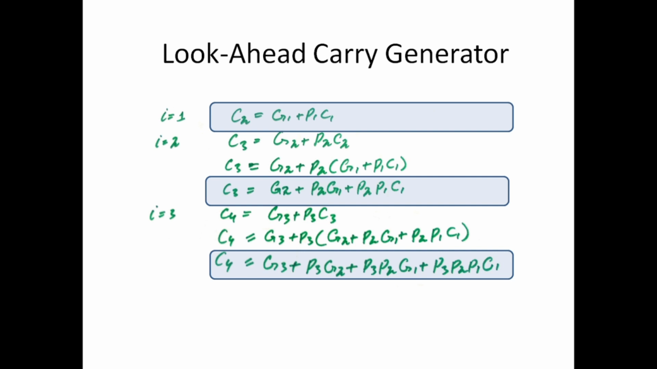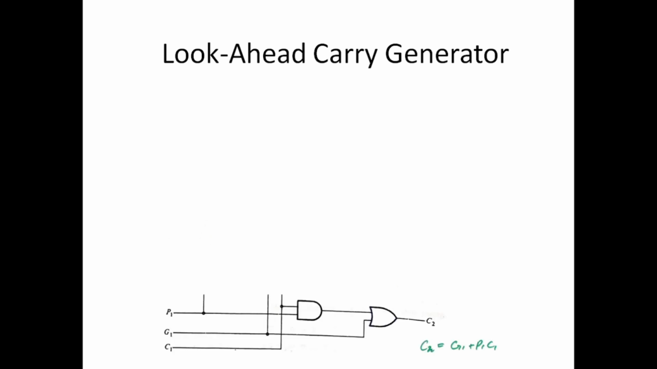Now we can implement these carries like this. This is the logic implementation for C2, which is G1 plus P1 and C1. So C2 is equal to G1, which is taken from here, plus P1 C1. P1 C1 is implemented with this AND gate. P1 and C1 are taken from here. So P1 C1 ORed with G1 gives C2.